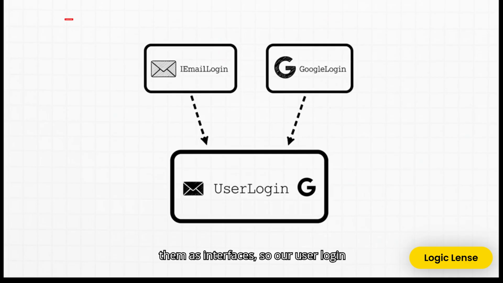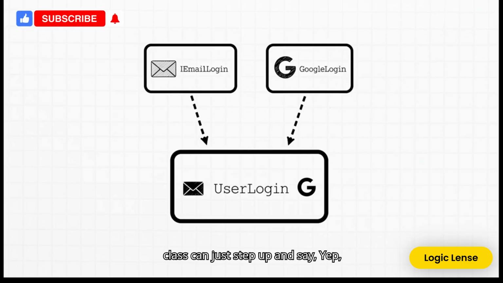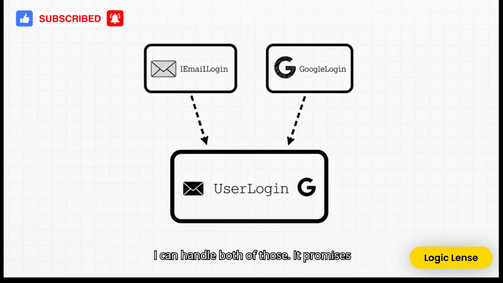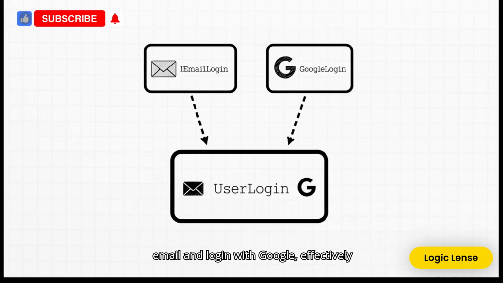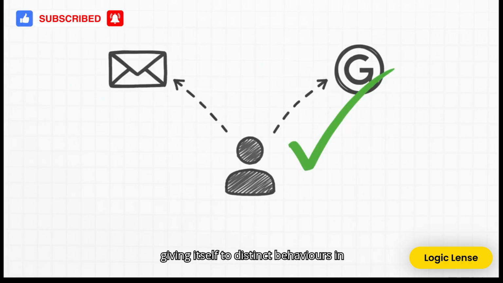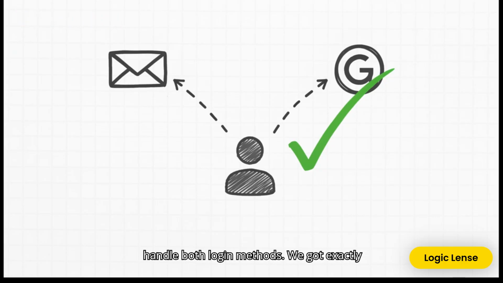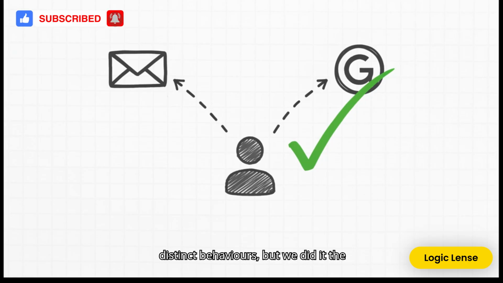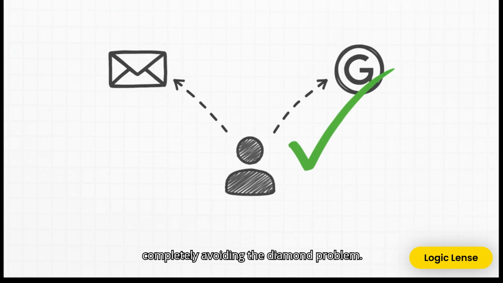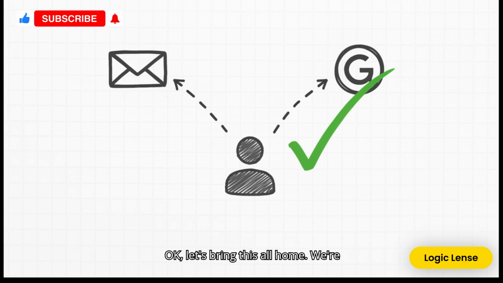So our user login class can just step up and say, yep, I can handle both of those. It promises to provide the logic for both login with email and login with Google, effectively giving itself 2 distinct behaviors. And just like that, our user object can now handle both login methods. We got exactly what we wanted, an object with multiple distinct behaviors, but we did it the safe, predictable C# way, completely avoiding the diamond problem.